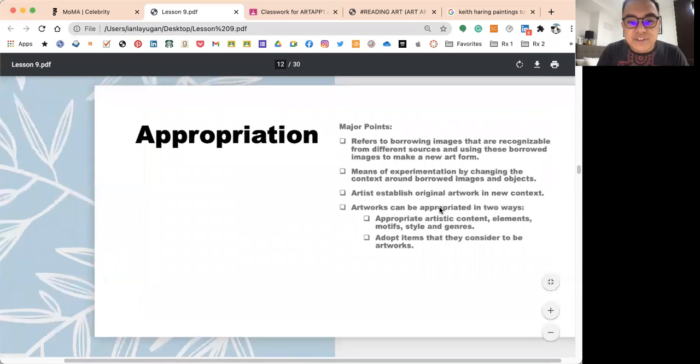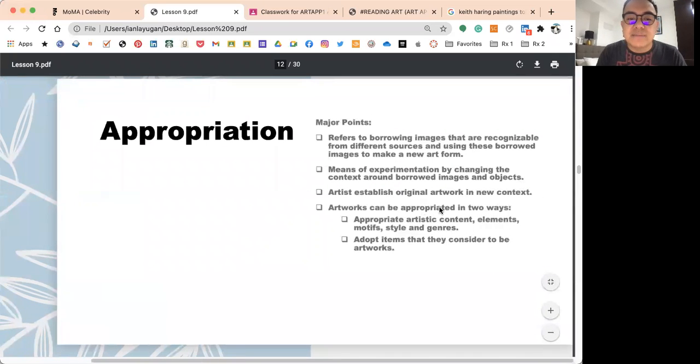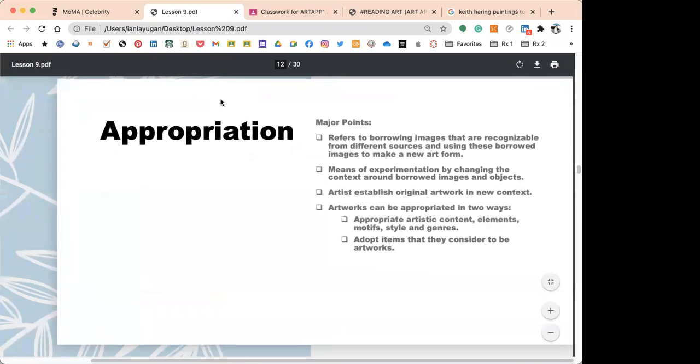Appropriation, again, refers to borrowing images that are recognizable from different sources and using these borrowed images to make a new art form. So, it is a means of experimentation by changing the context around borrowed images and objects. Artists establish original artwork in new context, and artworks can be appropriated in two ways. So the first one is, how do we appropriate that? By looking into the content elements, motifs, styles, and genres. Now you have to pay attention, because this is your next project, or this is your next task.